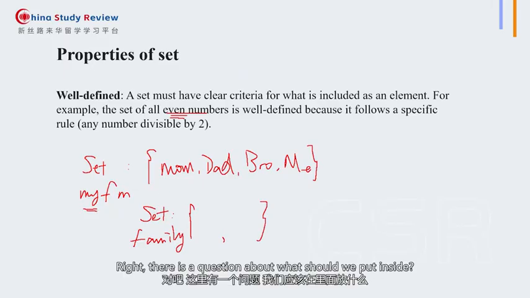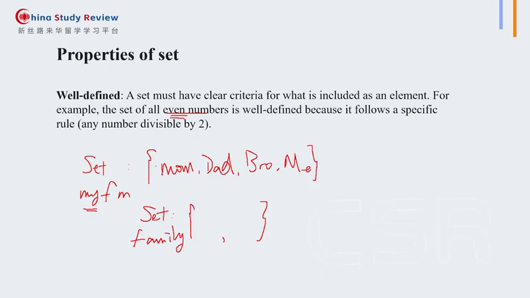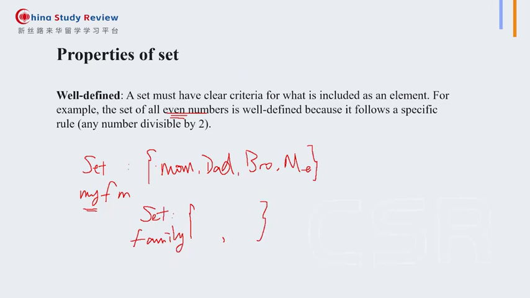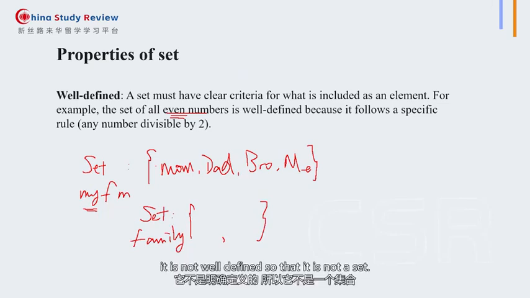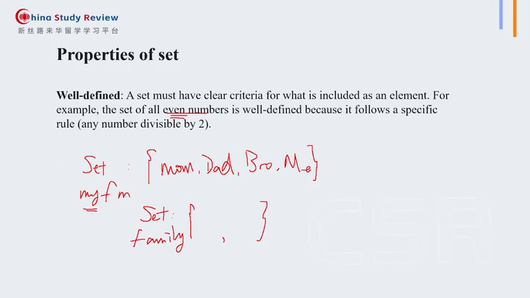There is a question about what we should put inside if the set only includes "family," not "my family." When it only includes the word family as a condition, it is not well defined, because we do not know what kind of specific rule all these elements will be following. We don't know whose family it is, so we cannot put any elements inside, because we don't know what criteria it has. So it doesn't have a clear definition. It is not well defined, so it is not a set.